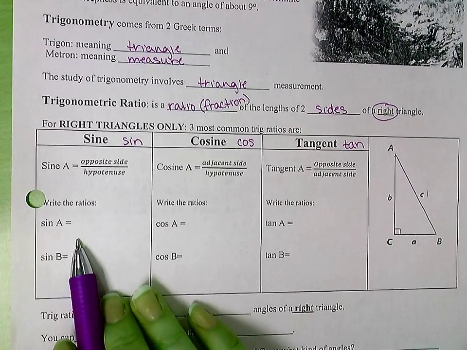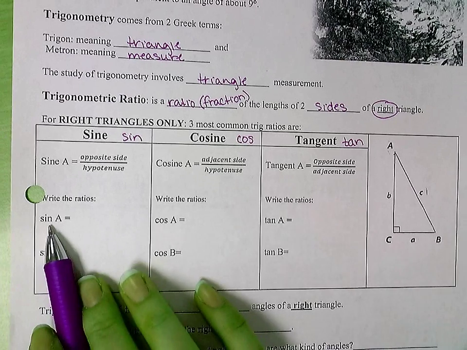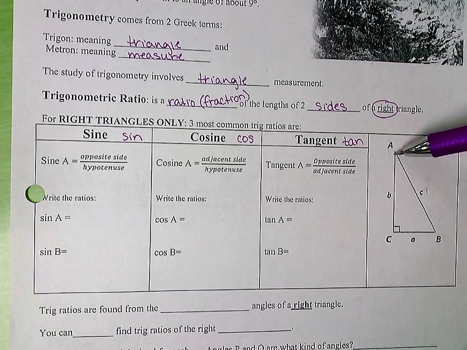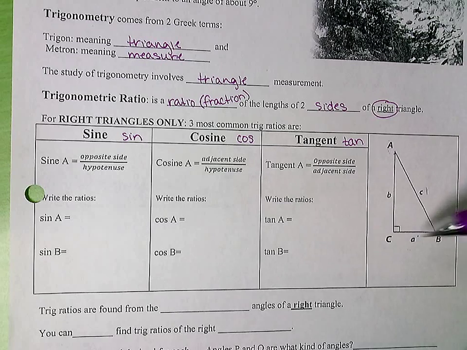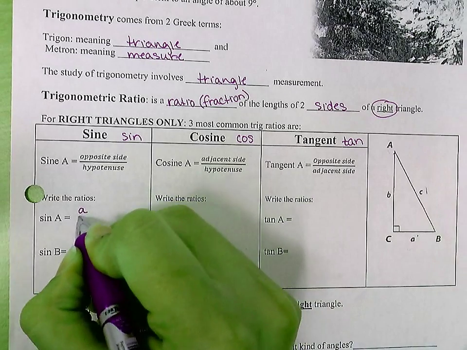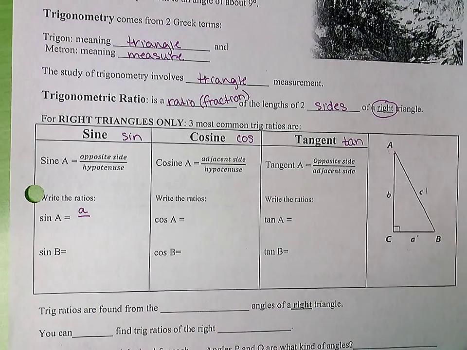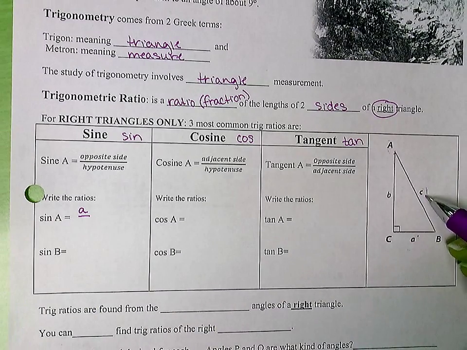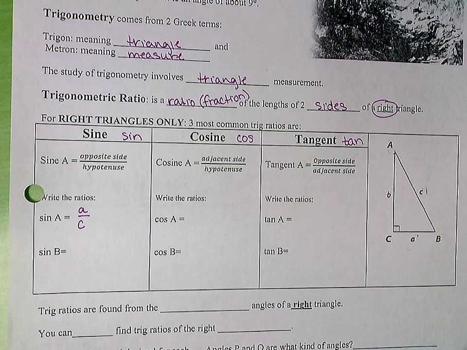So if we're trying to write out the ratio of sides, or that fraction, for sine of angle A, you go from angle A, you need the opposite side. In this case, it's that lowercase a. So I can write lowercase a over the hypotenuse. The hypotenuse is over here, so that's C. So sine of angle A would be A over C.